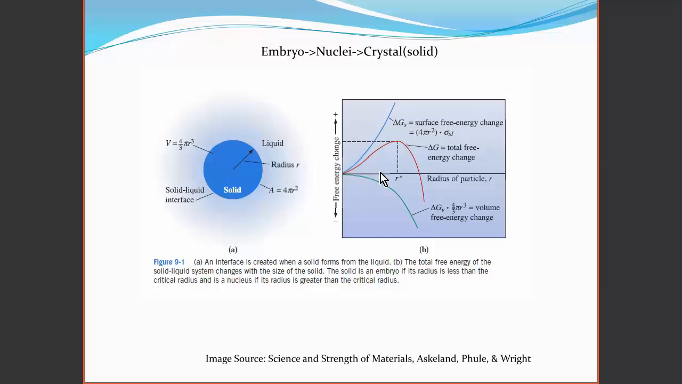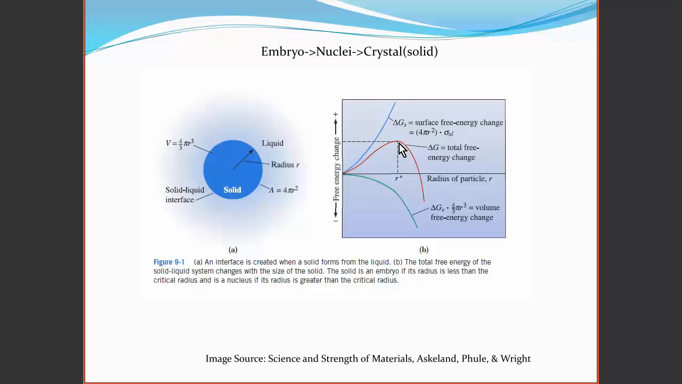We find that for nuclei that are smaller than a certain radius, they are unstable because it is not energetically favorable. They contain more energy than the liquid itself. That is because they are so small, the increase in surface area is not offset by the energy reduction by the formation of the solid.